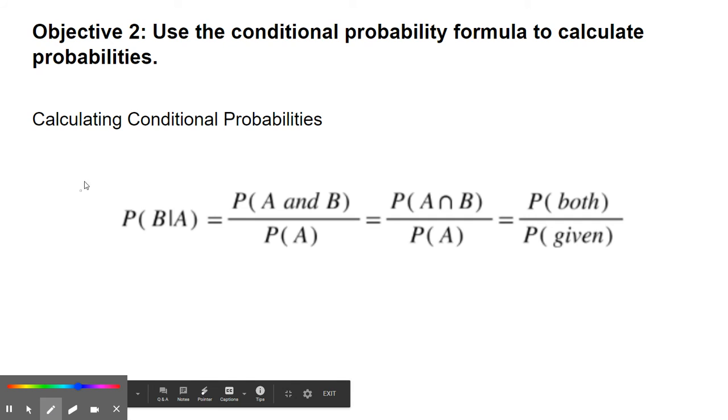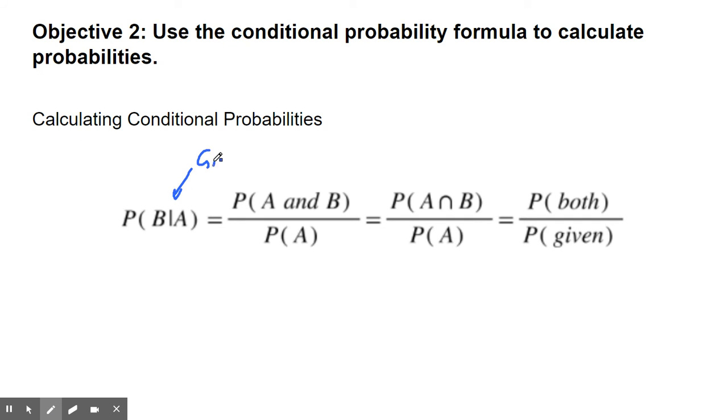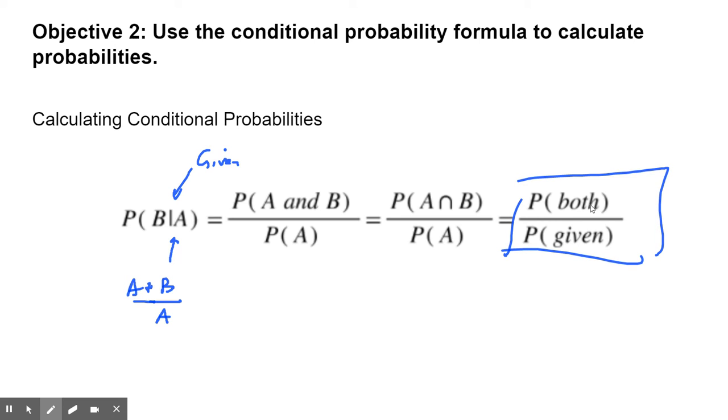Here's your formula. To find the probability of B given A, remember this bar means given. We're going to find the probability of A and B happening together over the probability of A. Think of this as a fraction bar. But in the top, it's A and B, right? And again, I like to think of it like this: it's the probability of both happening over the probability of the given. And again, the given is A. A is the given.